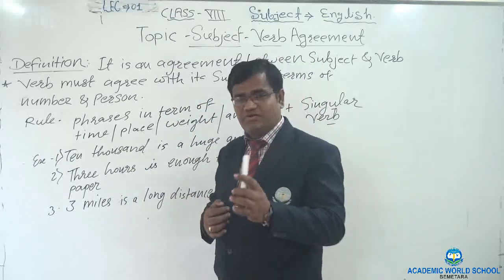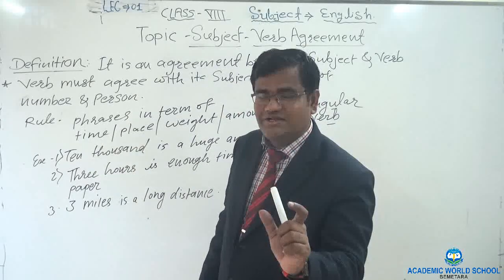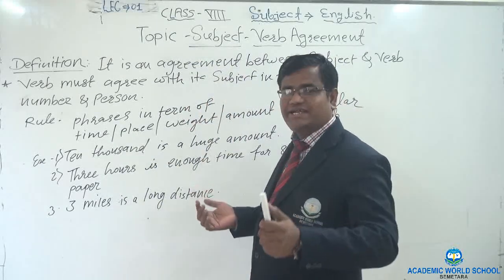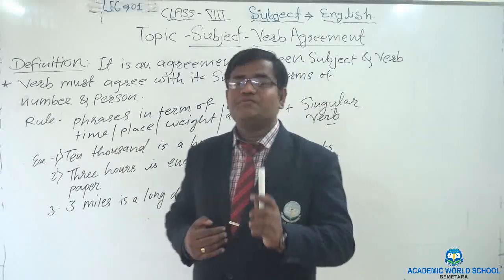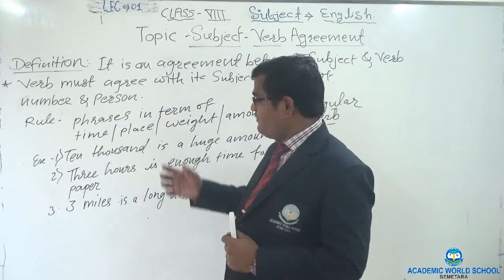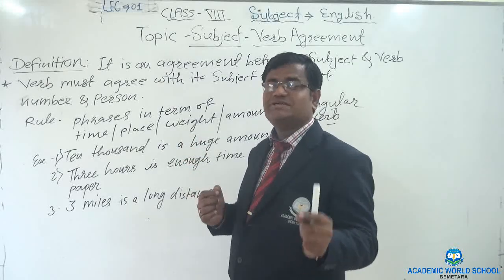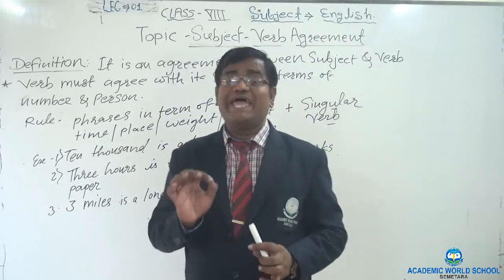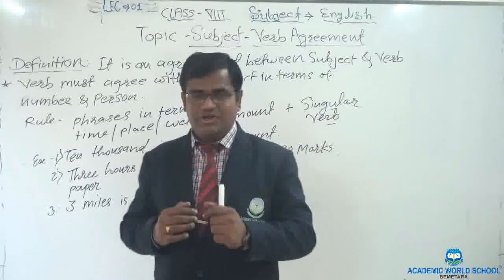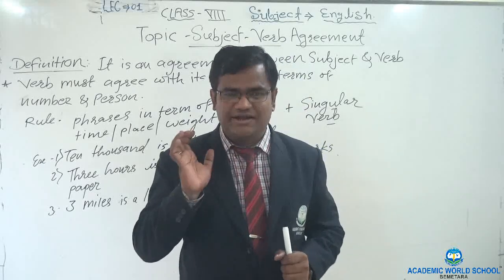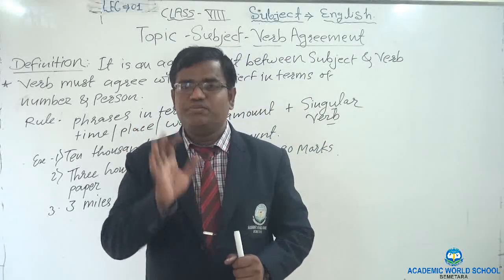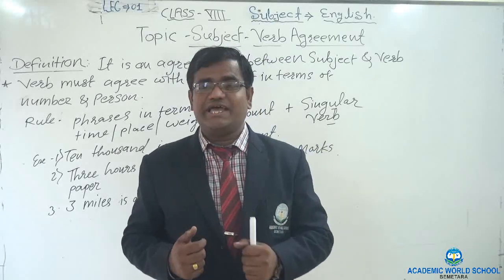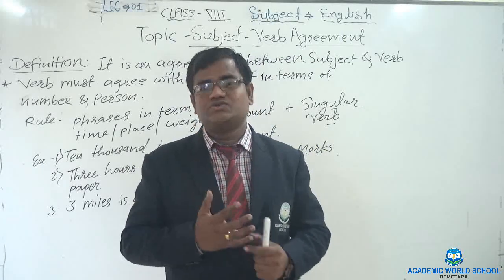Third rule: whenever two subjects in a sentence are joined with as well as, along with, like, unlike, etc., the verb will agree with the first subject. Next rule: whenever two subjects are joined with either or, neither nor, not only but also, the verb agrees with the second subject. Next rule: when two subjects are joined with "and", it is considered a plural subject with a plural verb. But there is one exception: when it is considered a single unit, a singular verb has to be used.